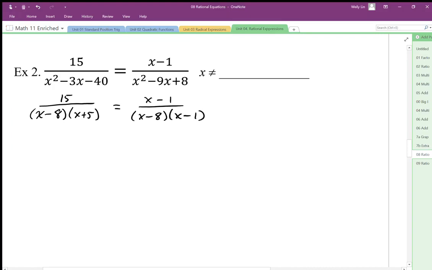negative 1. Okay, so first things first, we should state our restrictions. The restrictions come from the denominator, so x cannot be equal to, looks like here, 1, positive 8, negative 5. Okay, so those are our three restrictions.